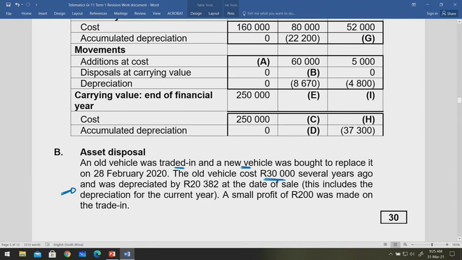And the depreciation written off, 2382 at the date of sale. And this includes the depreciation of the current year. So that's your total depreciation written off, another piece of the puzzle. And then a small profit. They made a profit of 200 Rand. So in this case, they do not give you the selling price, but they gave you the profit. So then you can just calculate the selling price.